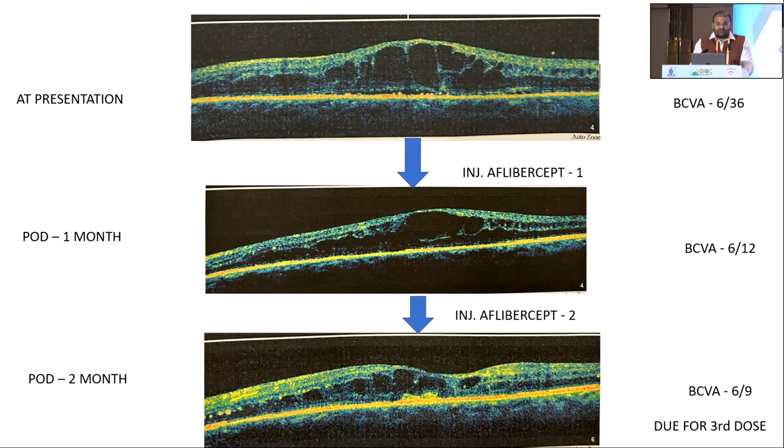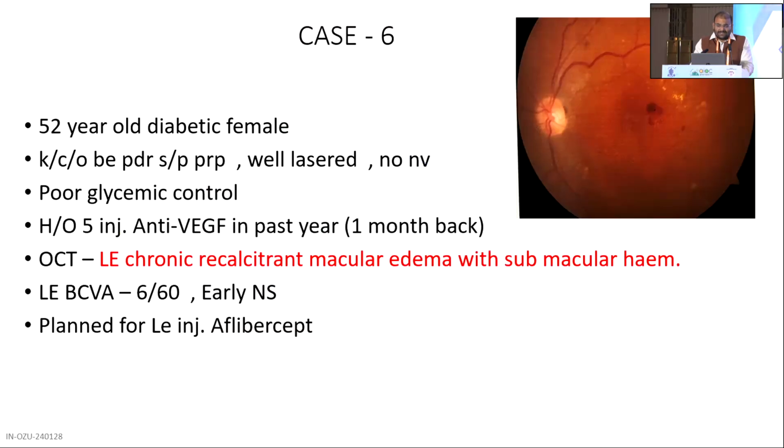Patient presenting vision was 6/36. After the first injection, the cyst collapsed and the NSD was gone, and there was a visual improvement. After the second injection, we can see the foveal anatomy being restored, and the cystic spaces collapse further. With further improvement, the patient is due for this third dose. And this is my final case for today.